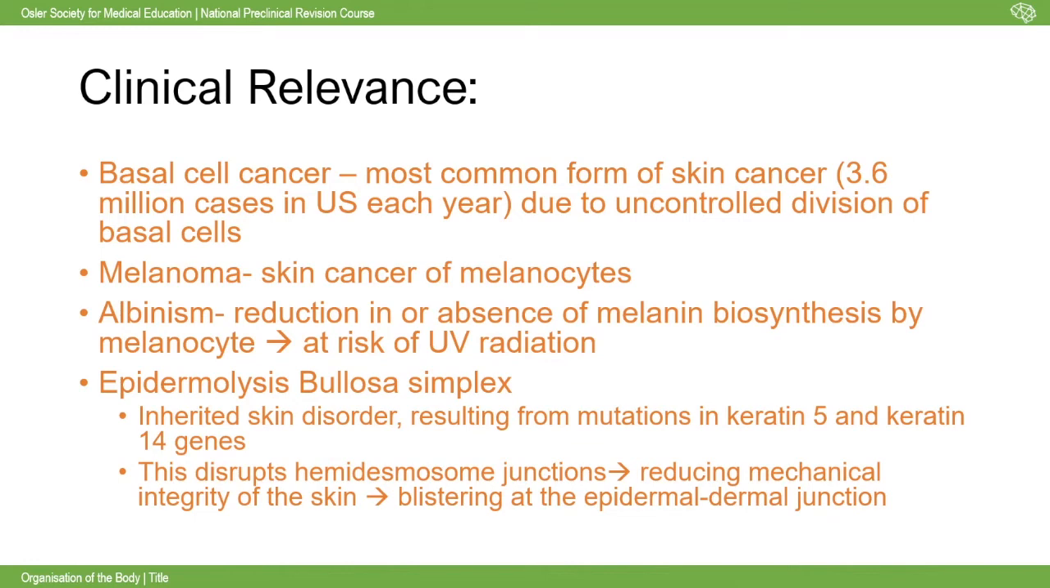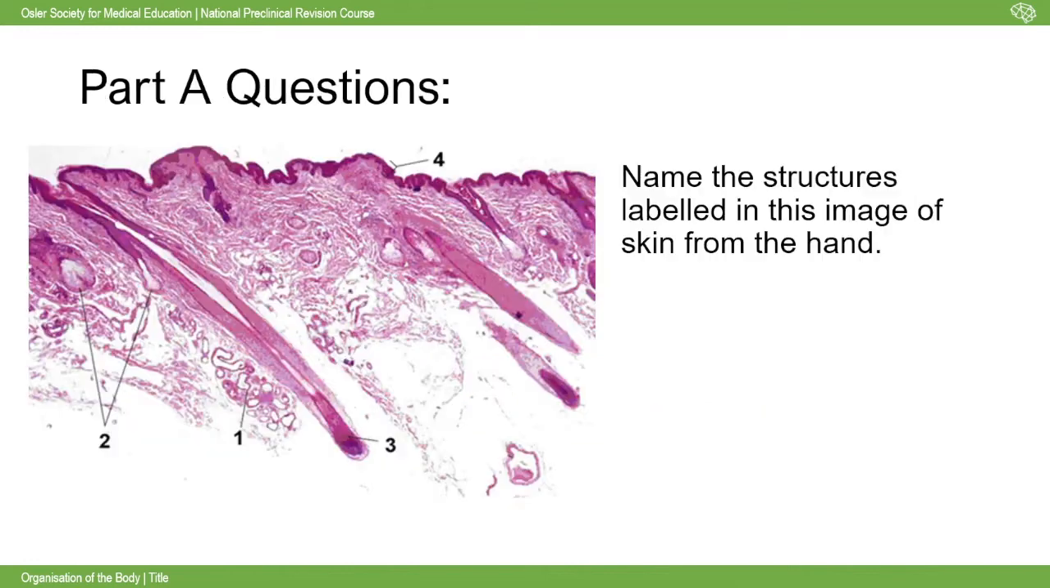And then you have epidermolysis bullosa simplex, which is an inherited disorder in which you have mutations in your keratin. So these are our intermediate filaments. And this means that these particular keratin mutations disrupt hemidesmosome junctions. So this is our junction from our epithelial cells onto our basement membrane. So it means that you're not going to get that really strong adhesion, which is really important for avoiding friction. So actually you end up with blistering at your epidermis to dermis junction.